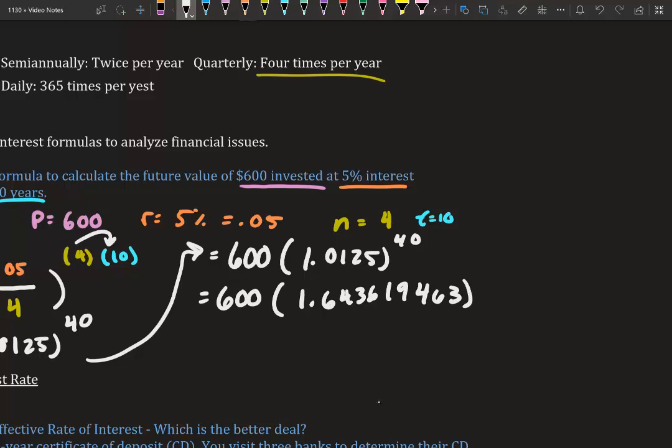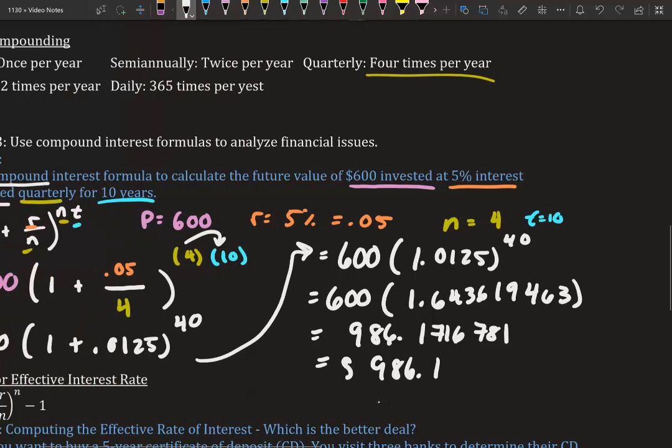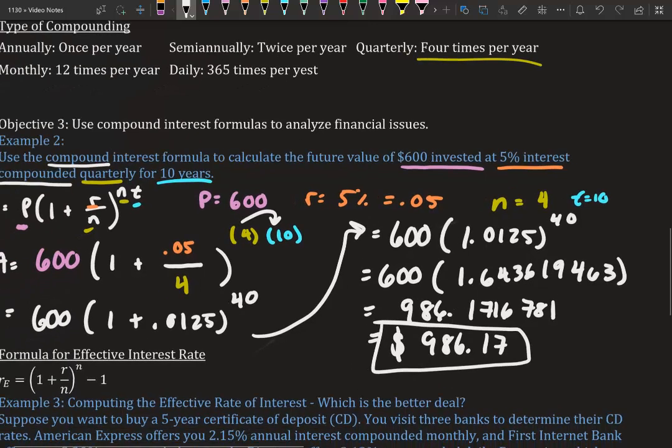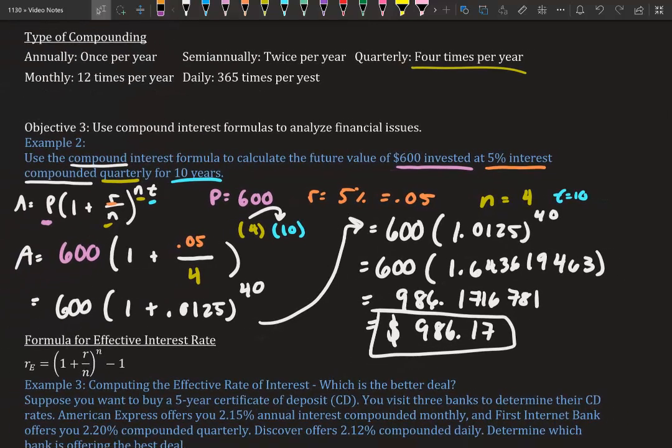So 600 times 1.0125 to the power of 40, that's 1.643619463. 600 times that, we get 986.1716781. And if we're talking about money, that's 986.17. So if you compounded for 10 years and you invest $600 at a 5% interest rate and you compounded quarterly, you will earn $986 back.